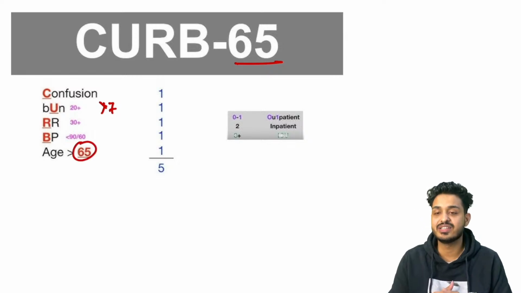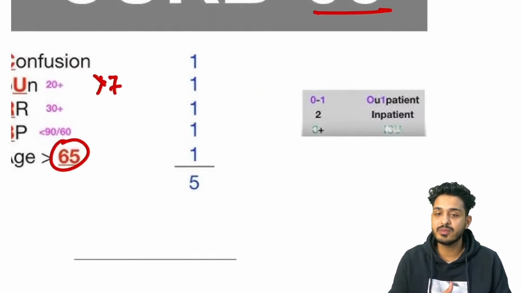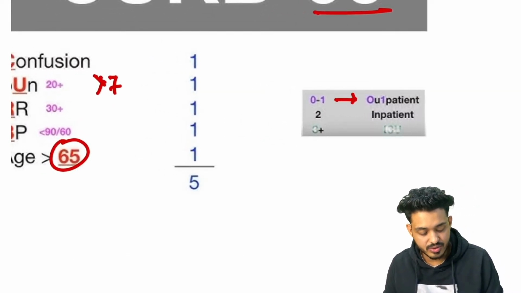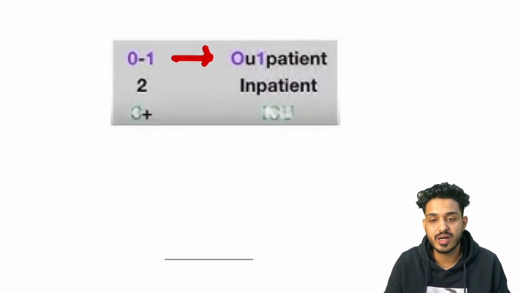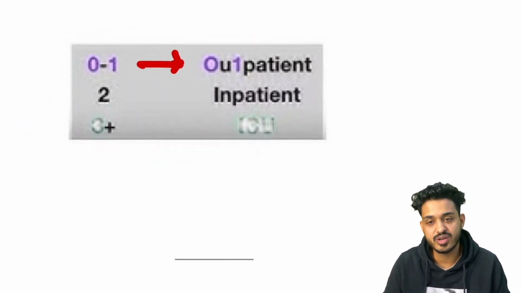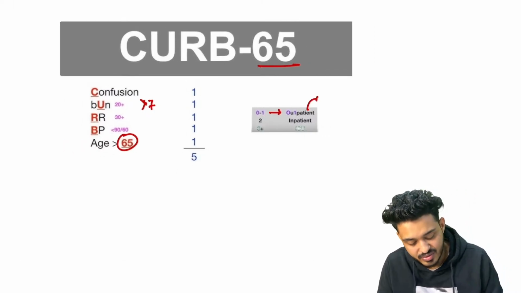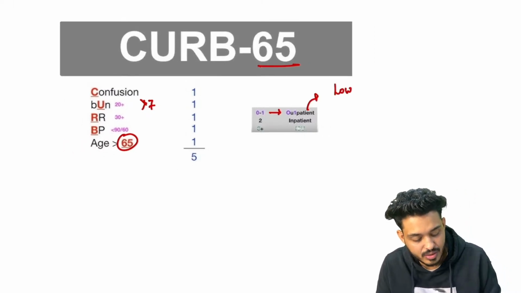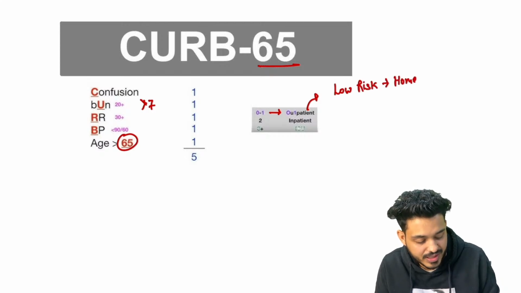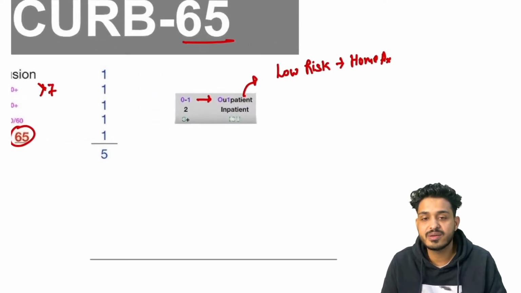65 is the age. Now how will you interpret this? There are 5 points. If 0 to 1 is coming, you can remember outpatient, you will treat on an OPD basis. This is a low risk patient, okay? So you can give home treatment.